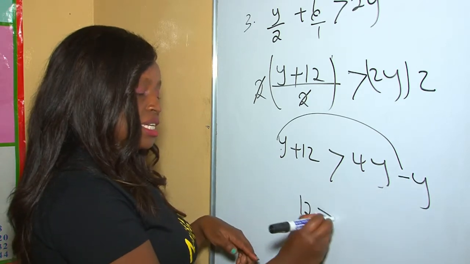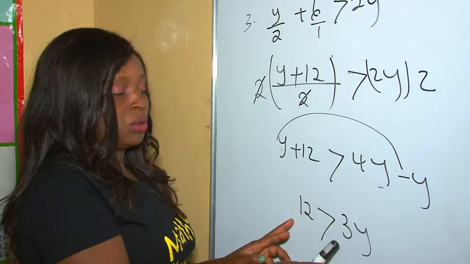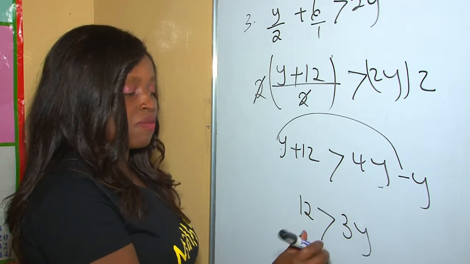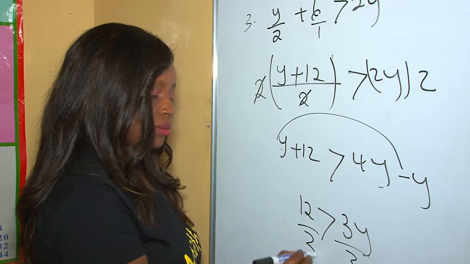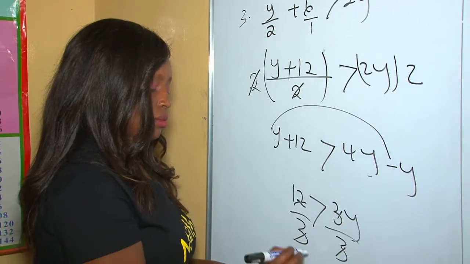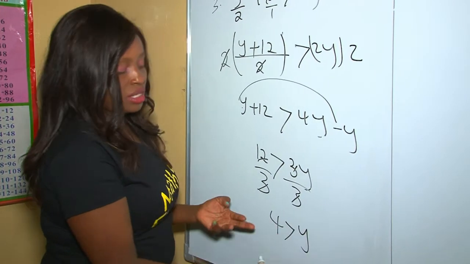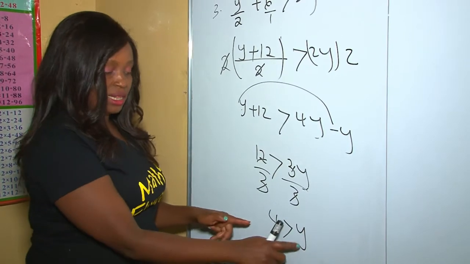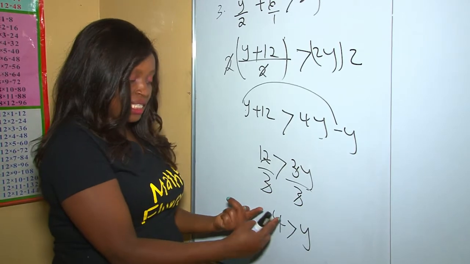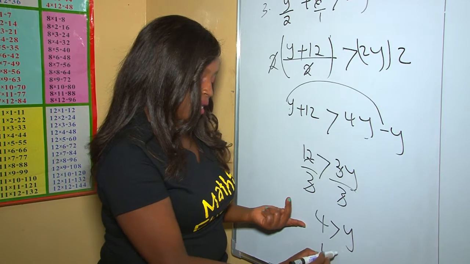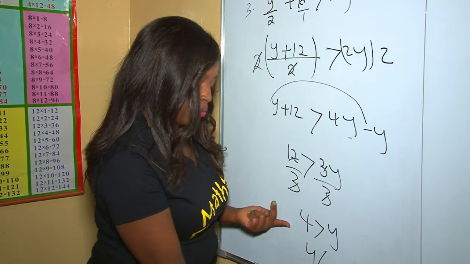So 12 is greater than 3y. Remember, you're looking for y, not 3y. So to do away with this 3, we divide both sides by 3. And our answer is 4 is greater than y, meaning 4 is bigger than y. Then y is less than 4. So this answer can as well be written as y is less than 4.